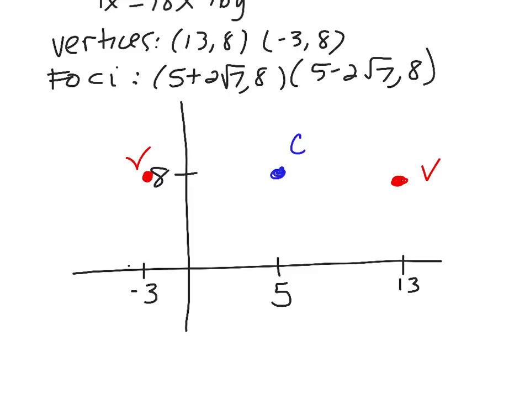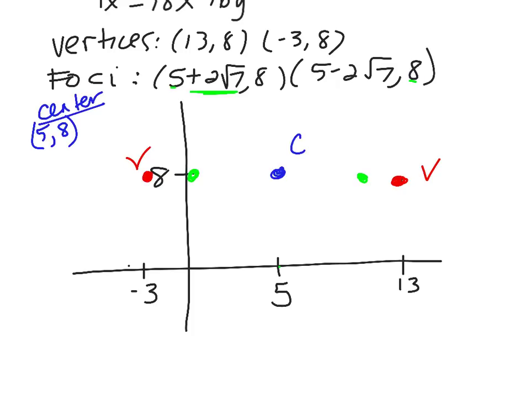So my center is going to be 5 comma 8. Okay, now this is also what I know. I know that my foci are 5 plus, so I'm going from x. I'm adding to my x. That means my foci have to be left and right of my vertices, because notice that my y values are the same. So my foci are like in here someplace.